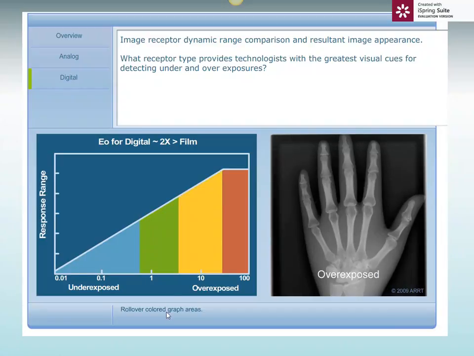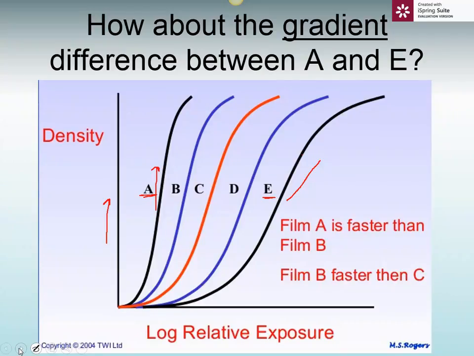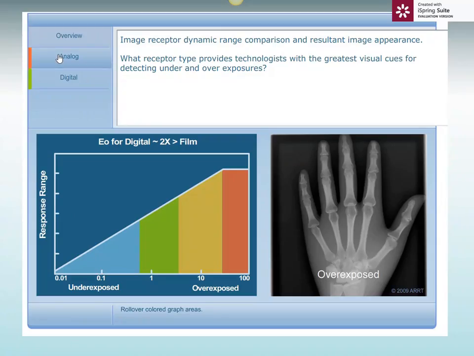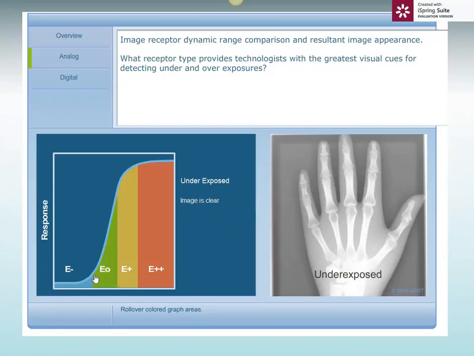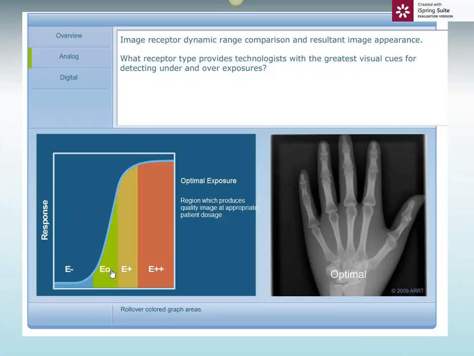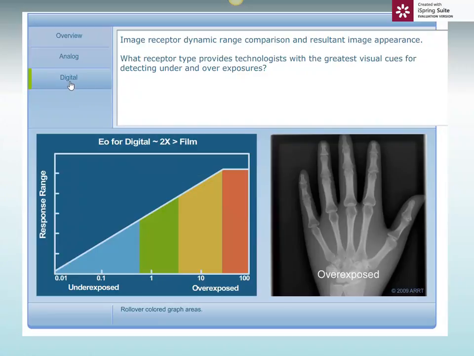From here to here. Now, if I back this up, oh, that's right. The good range is here to here. The latitude of a film screen system is lower than the latitude of a digital system. You can get away with more, as I've been telling you all along, with the digital system than you can with an analog system.